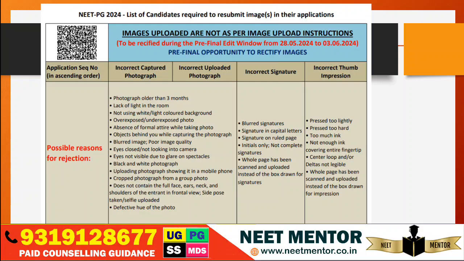In case the thumb impression is required to be corrected, what might be the mistakes? Pressing too lightly or too hard. When you press too lightly, the thumb impression won't come out that clear. When you press too hard, full ink will be stuck over there instead of the thumbprint. Too much ink, not enough ink, covering the entire fingertip, or the center loop and delta not being legible.